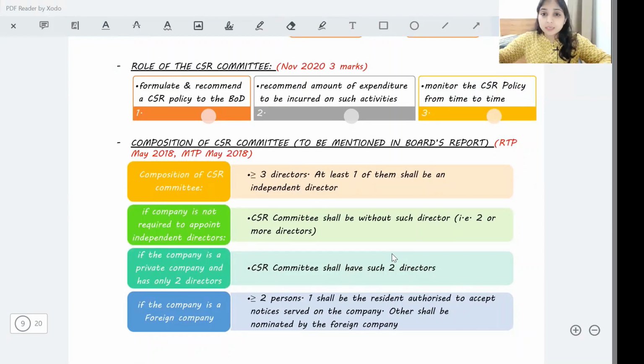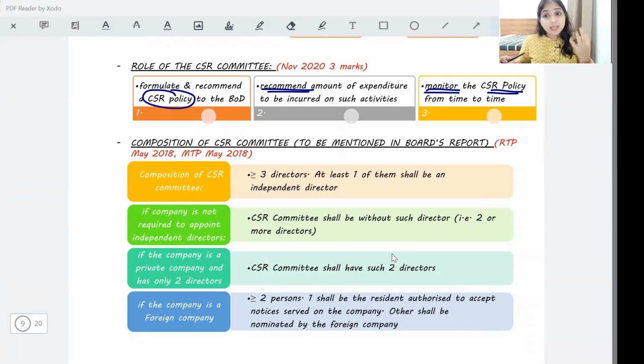Now listen, the company will have a CSR committee. The company which is required to spend money on CSR will have a CSR committee. This CSR committee will have 3 duties, 3 roles, 3 responsibilities. Number 1, this CSR committee will make a CSR policy and give it to the board of directors. Through the CSR policy, the CSR committee is going to recommend how much amount has to be spent on which activity. And then it will also monitor whether the company is spending as per the CSR policy or not. So companies which are required to spend money on CSR will have a CSR committee. The CSR committee will be nothing but a committee within the board of directors itself.